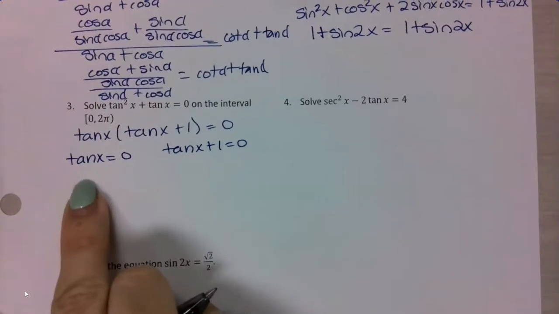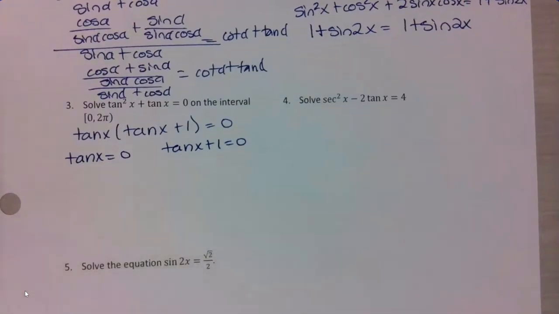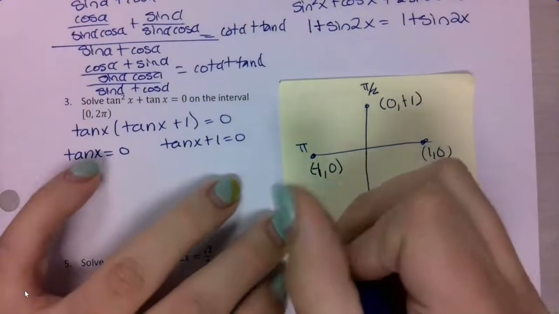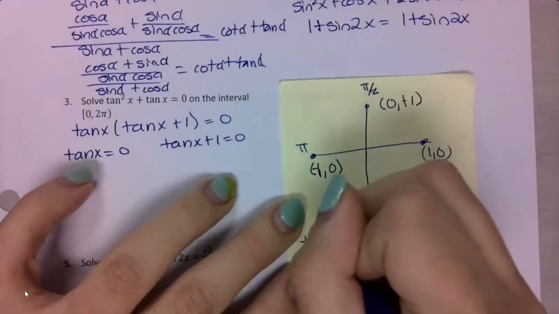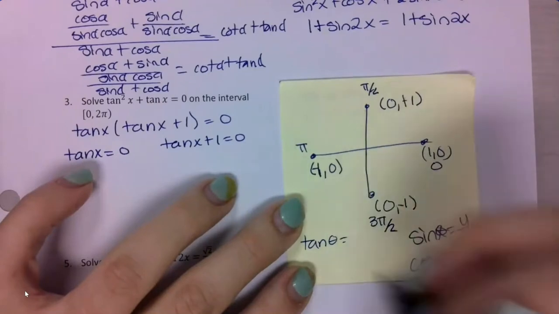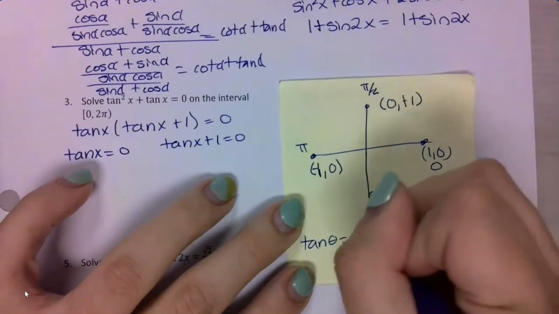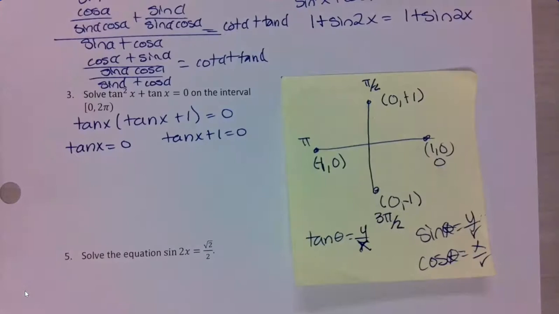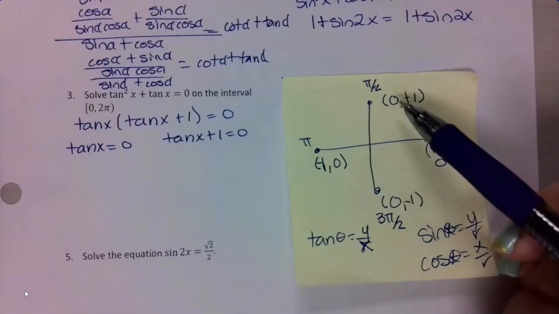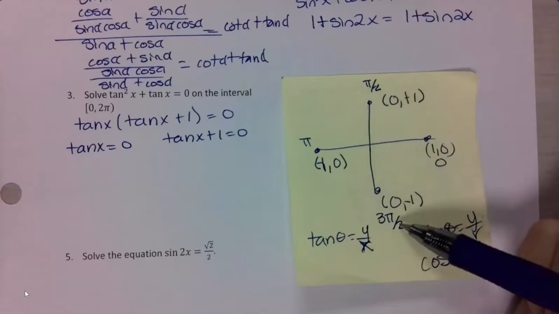I'm looking for where tangent equals 0. This one is going to refer to this graph. I don't think I have this on here. Tangent is y over x. So I'm looking for where my y value is 0, because that will give me a 0 value. Tangent equals 0, y equals 0 at pi halves and 3 pi halves.